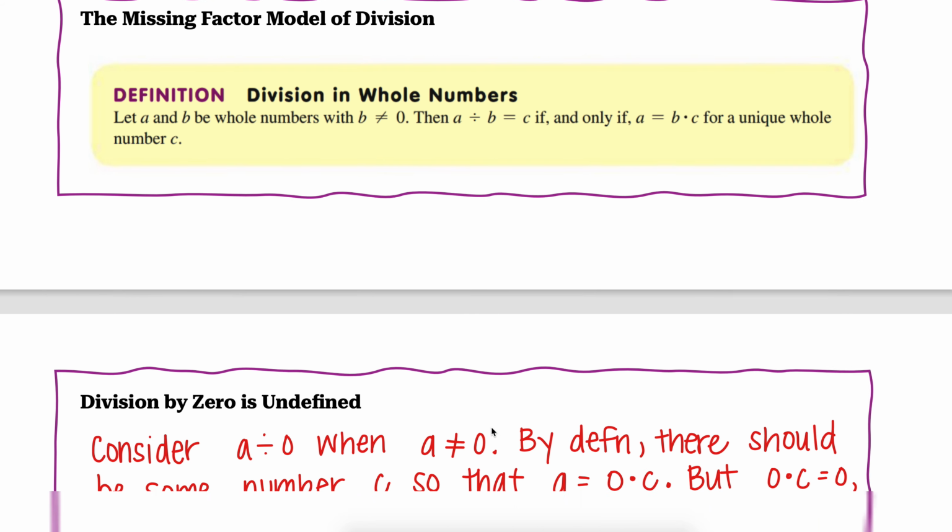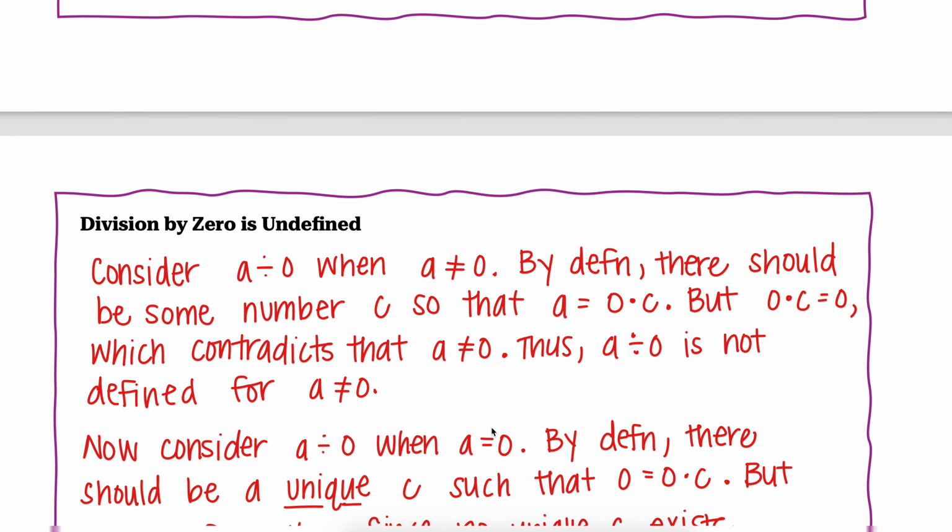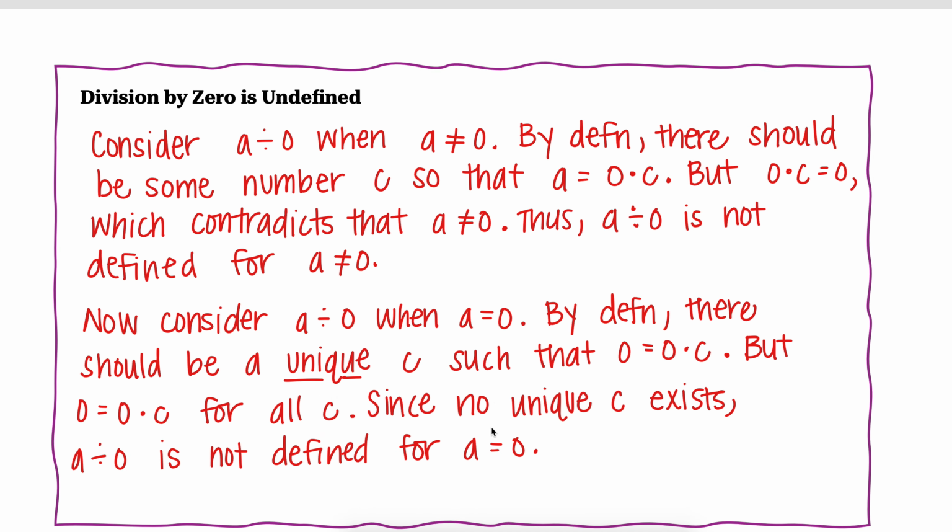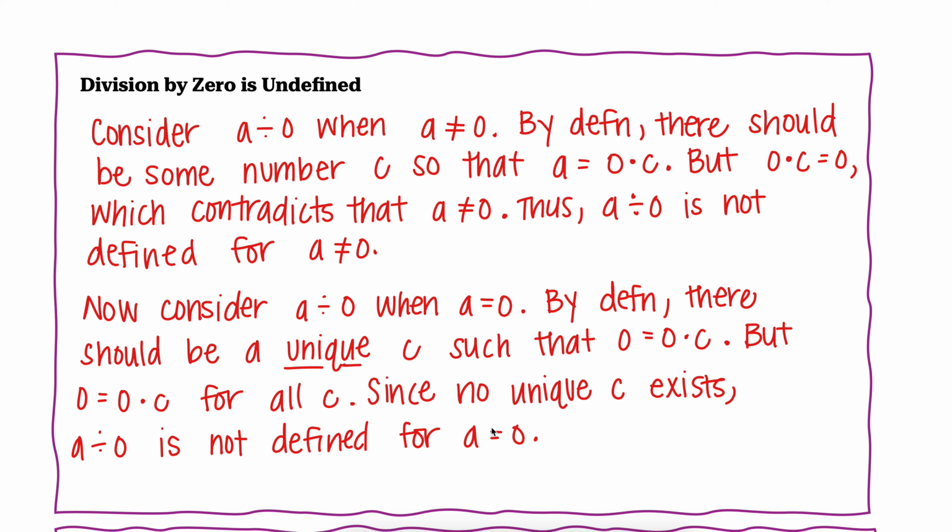I want to look at why division by 0 is undefined. And I have the proof written out here. I didn't want to make the video unnecessarily long by you just watching me write all this out.